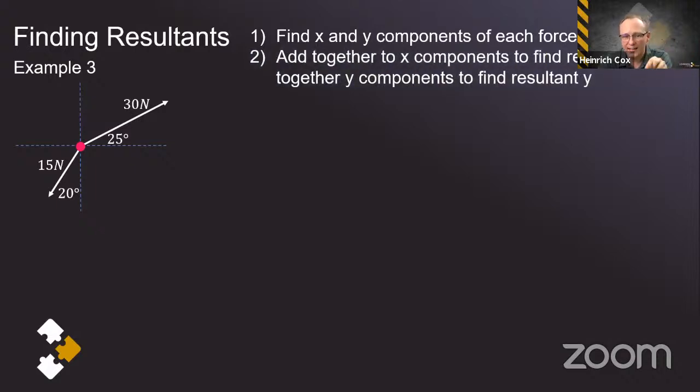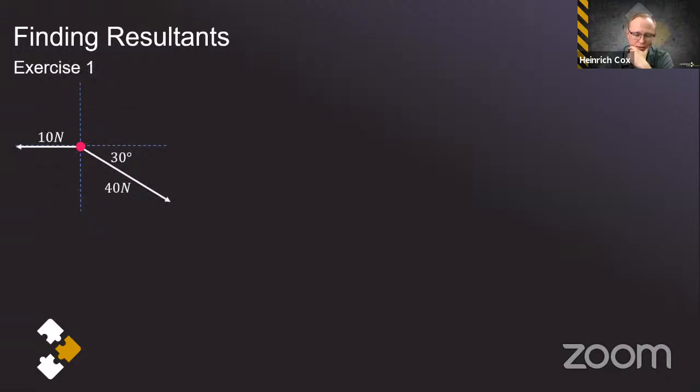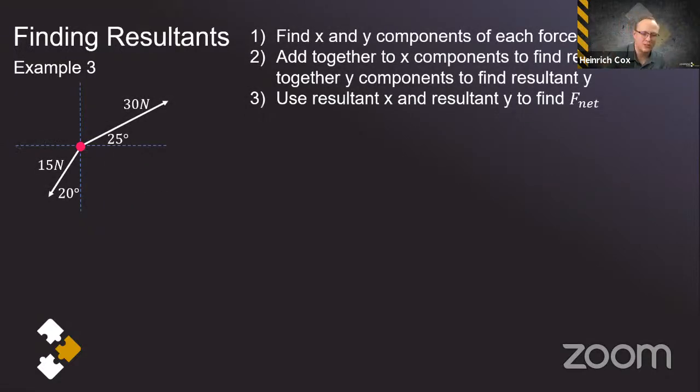We're going to add together the x components to find a resultant x component and add together the y components to find a resultant y component. And we're going to use those two resultants in order to find the net force. Okay, so now I've gone on too far, so let me go back. Okay, here we go. Let's do this.